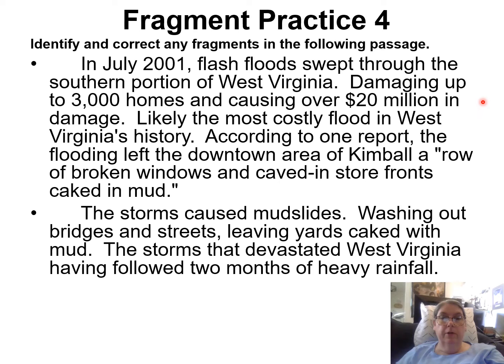All right, so in July 2001, flash floods swept through the southern portion of West Virginia. That sounds correct. Damaging up to 3,000 homes and causing $20 million in damage. There's that -ing, and so that should be over here in the same sentence with the floods. Or I can change this to say they damaged up to and caused. Likely the most costliest flood in West Virginia's history.